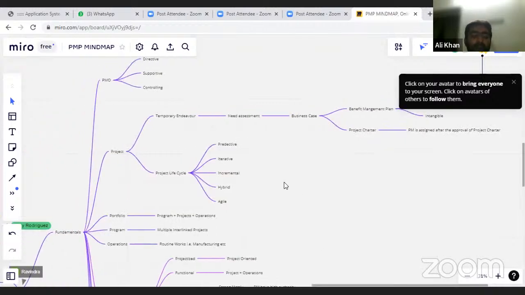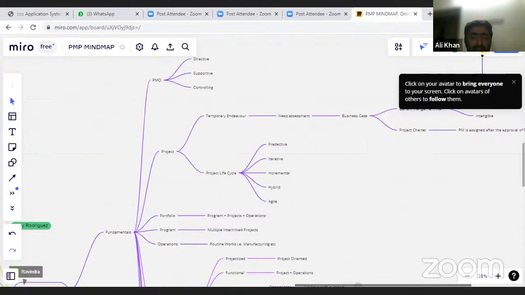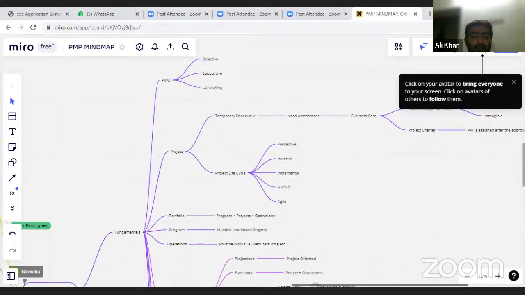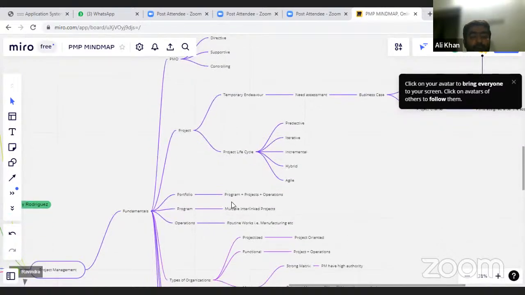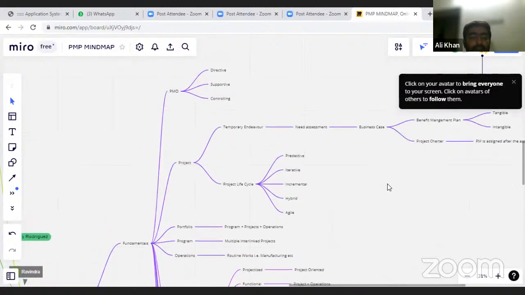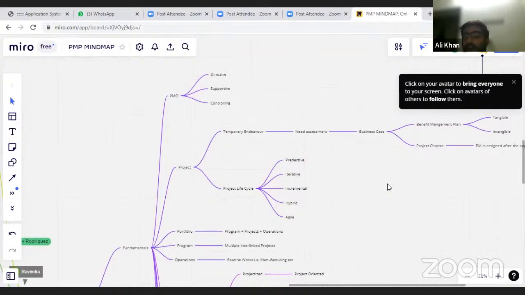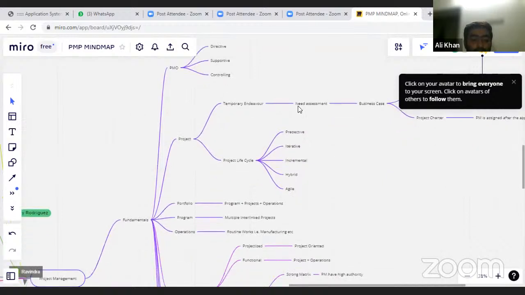Then we have project life cycles. These are predictive, iterative, incremental, hybrid, agile. Then we have types of organizations. These are the portfolio. A portfolio is a combination of programs plus projects plus operations. Then we have program. A program has multiple interlinked projects. Then we have operations. Routine operations are routine manufacturing work. Then we have PMO. PMO is kind of the post office of project management. We have directive, supportive, and controlling.